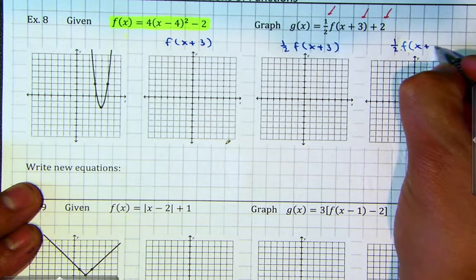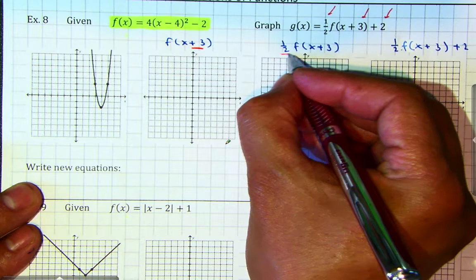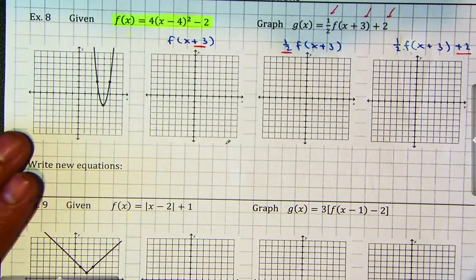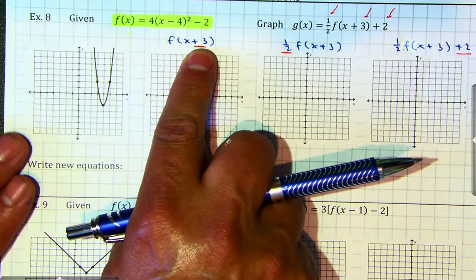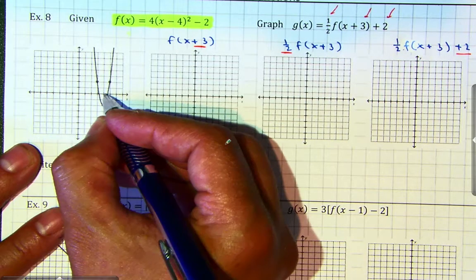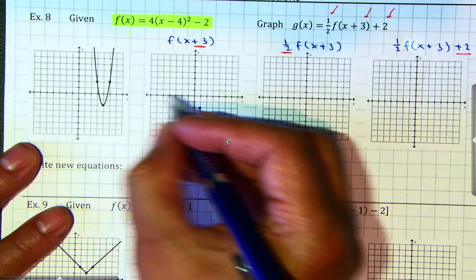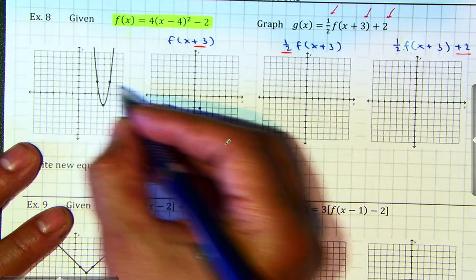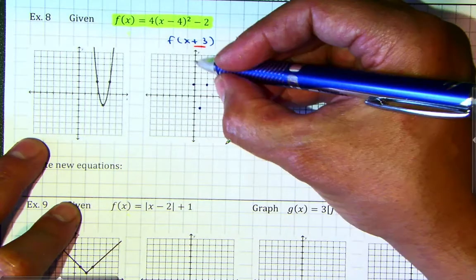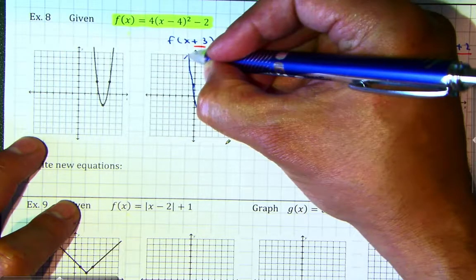x plus 3 and then plus 2. So first the 3, then the 1/2, then the plus 2. So first, what is the plus 3 going to do to the graph? The plus 3 is going to shift it to the left 3. So this point, which is 4, 2, moves to the left 3. This point is 3, 2, to shift it to the left 3, and then that point will be here. So the entire graph got shifted to the left 3 spaces, but it should have the same shape, almost.